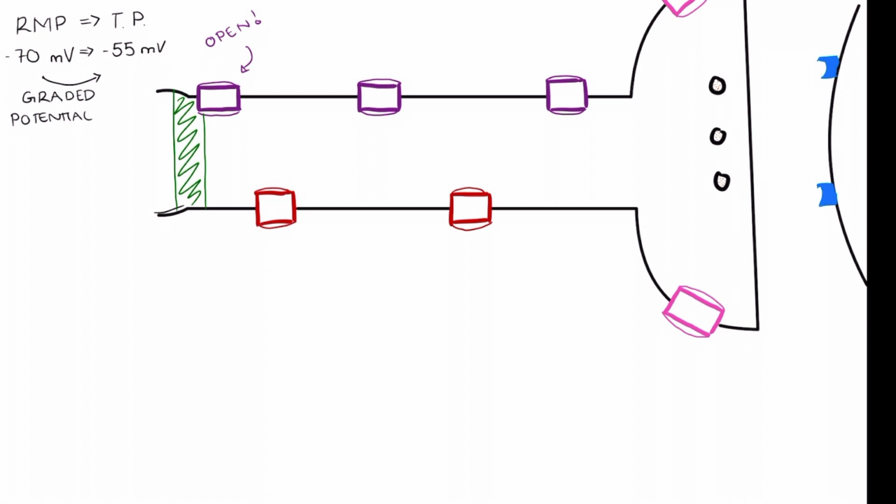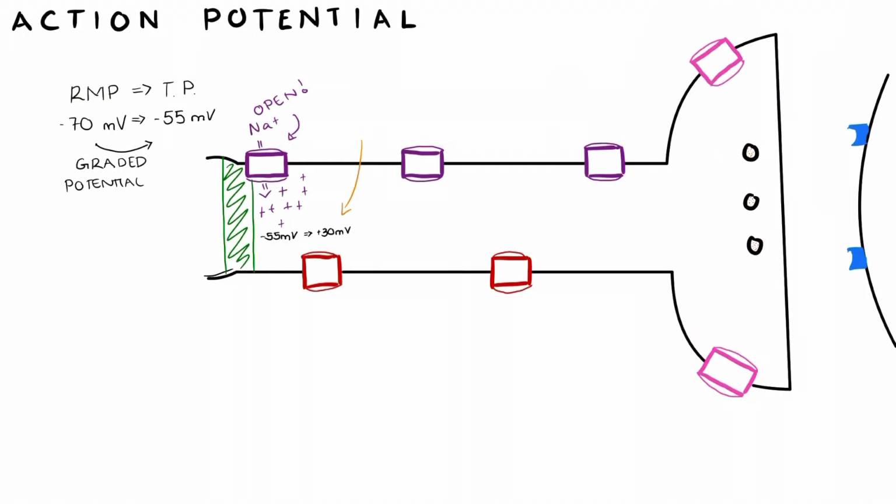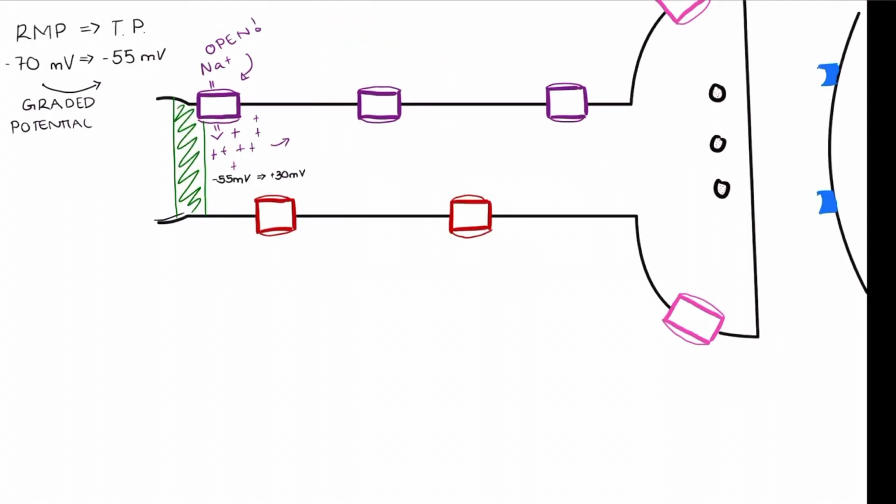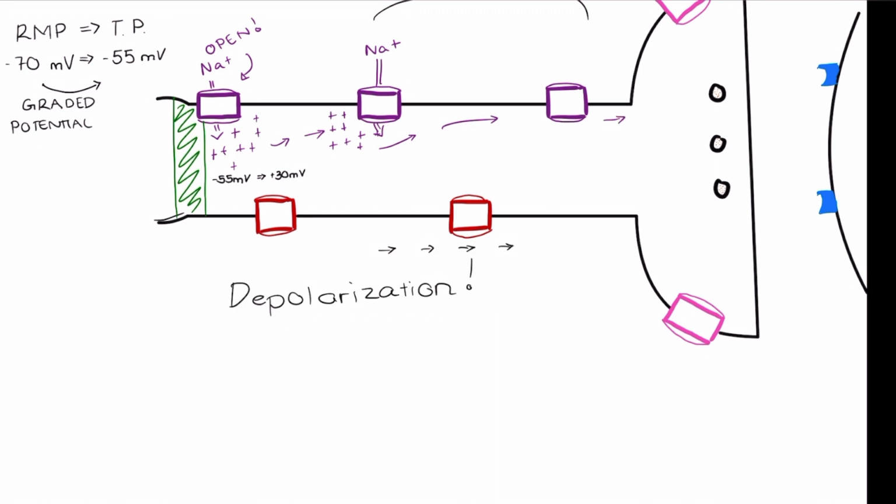At the threshold potential of negative 55 millivolts, an influx of sodium rushes into the cell because activation channels have opened. Because positive sodium rushes in, this increases the voltage from negative 55 millivolts to positive 30 millivolts. At 30 millivolts, inactivation gates close and more sodium rushes in. The rest of the activation channels will begin to open and there will be more sodium rushing in. Basically, this is a depolarization wave from the dendrites down to the axon terminal.